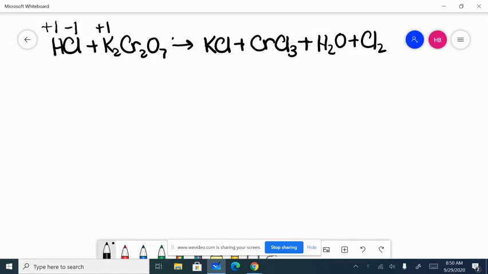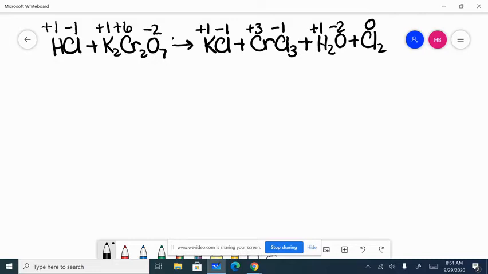So I'm going to need 2 extra minuses, or you can also think of the entire compound adding up to 0. So -14 plus 2, so these guys each have to be a +6. Go across and assign oxidation numbers. Chlorine is a 0 because it's in its elemental state.